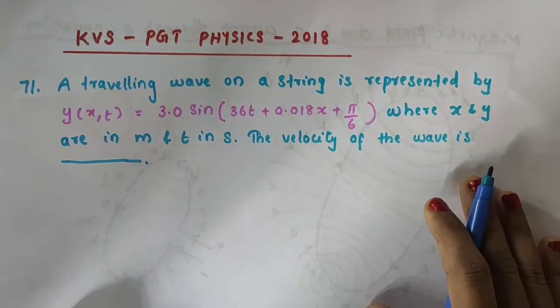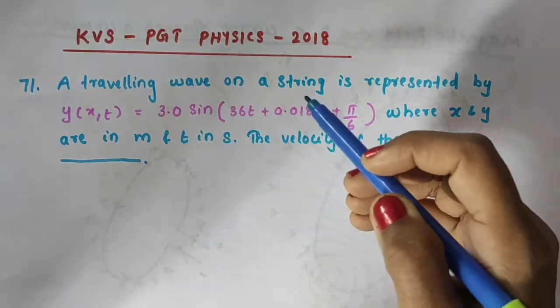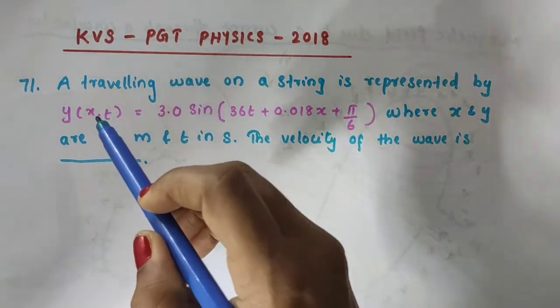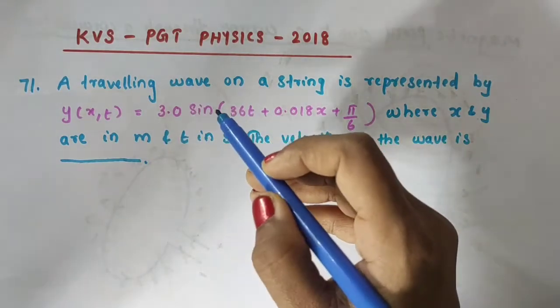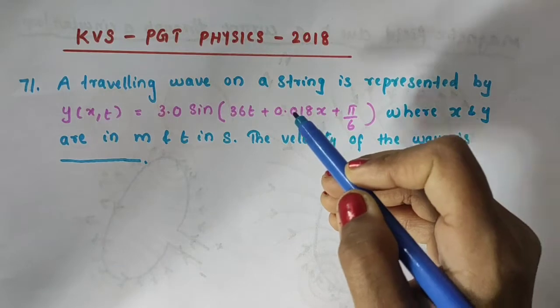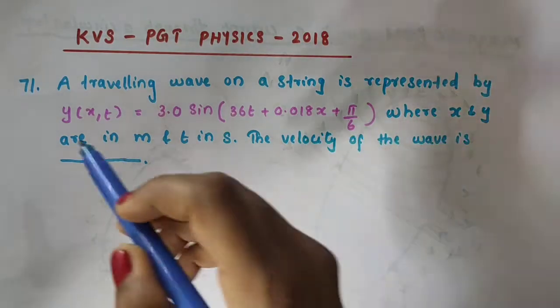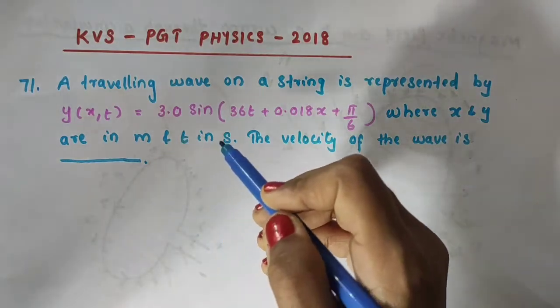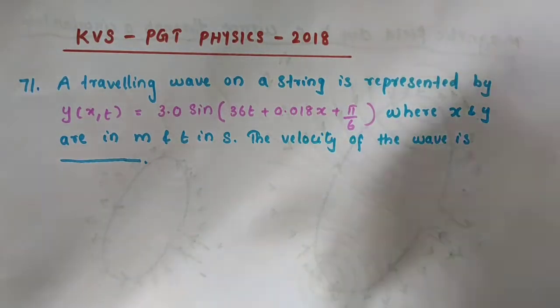Let us see the first question, that is the 71st question. A travelling wave on a string is represented by y(x,t) = 3.0 sin(36t + 0.018x + π/6), where x and y are in meters and t in seconds. The velocity of the wave is dash. That is the question. How to solve this?